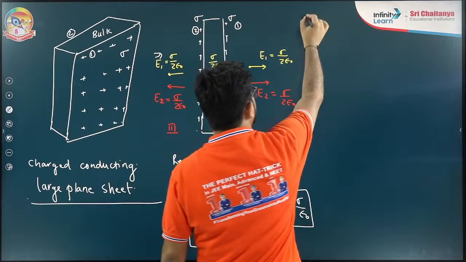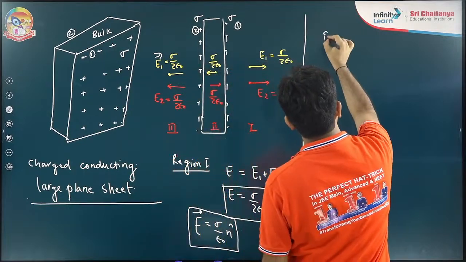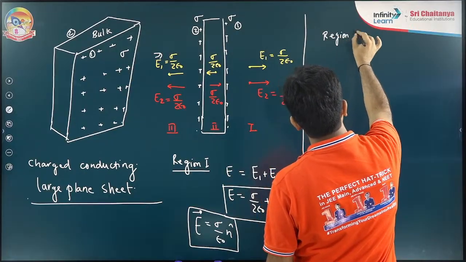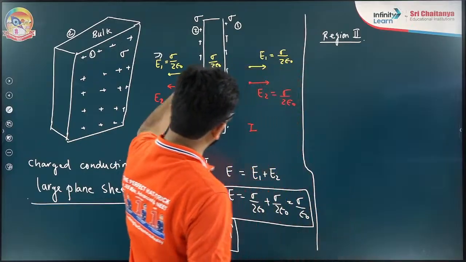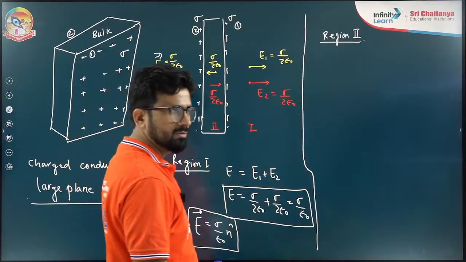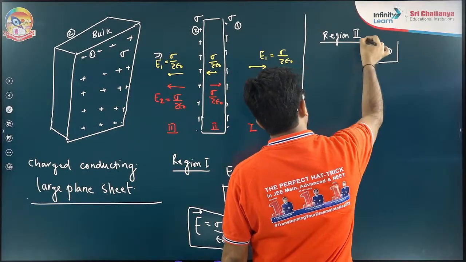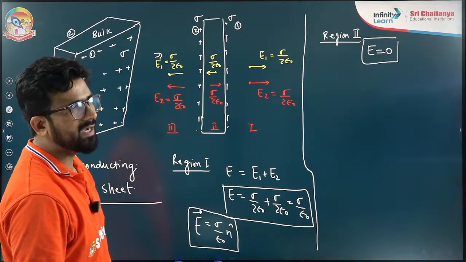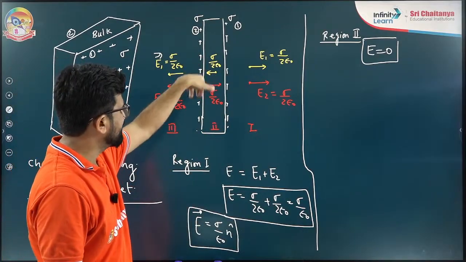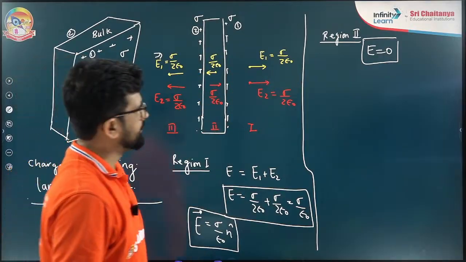Now similarly consider region 2 and region 3. In region 2, both fields are in opposite directions, so they cancel each other. That means the field is equal to 0. And just now I told you the property of conductors: the net field inside is 0. So in region 2 it should be 0, and mathematically it is also 0.